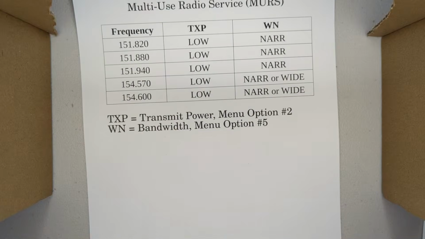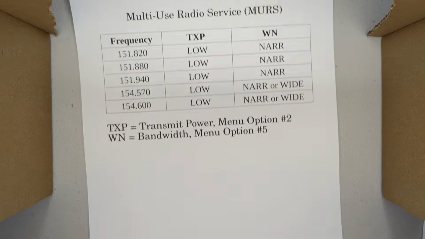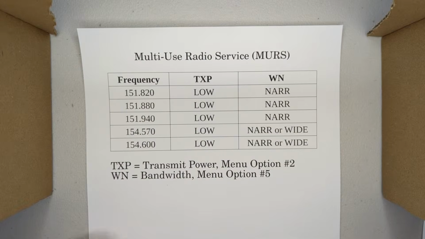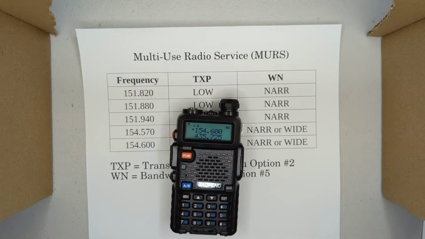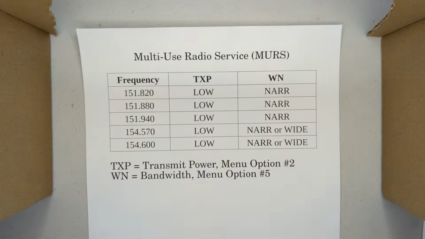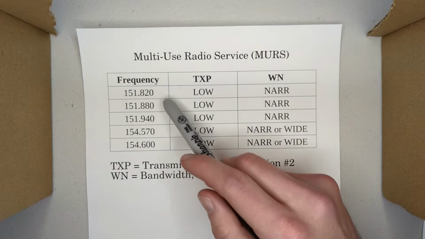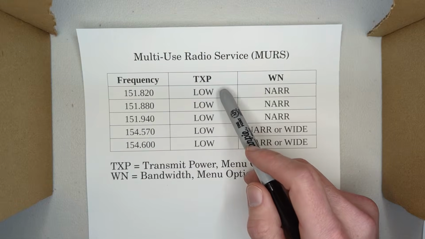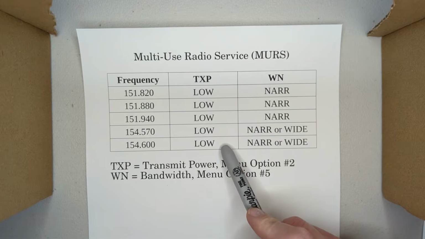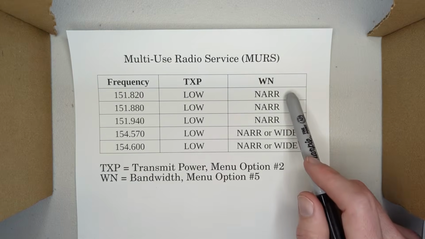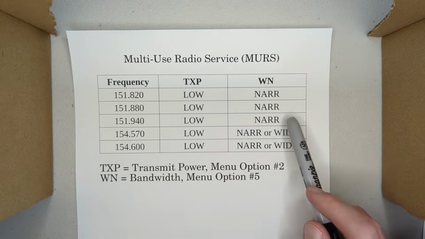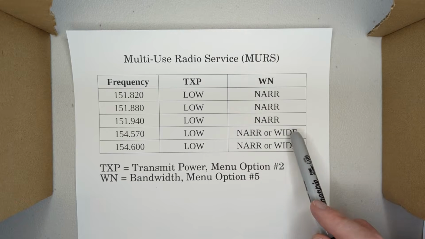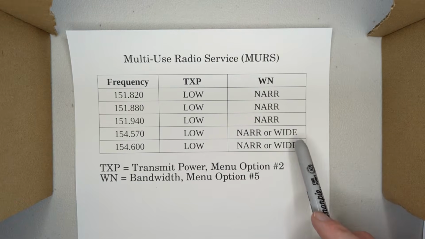If you don't want to use FRS for some reason, the next best alternative is probably MURS, because this, like FRS, is license-free. This equipment isn't certified for FRS or MURS, but at least you're not doing something without a call sign. For MURS, you have 5 different channels. The frequencies are right here. You're going to set your UV5R to low power, menu option number 2 for all of these. And you're going to set your bandwidth to narrow for the first 3 frequencies, and set it to narrow or wide for the 4th or 5th frequencies.